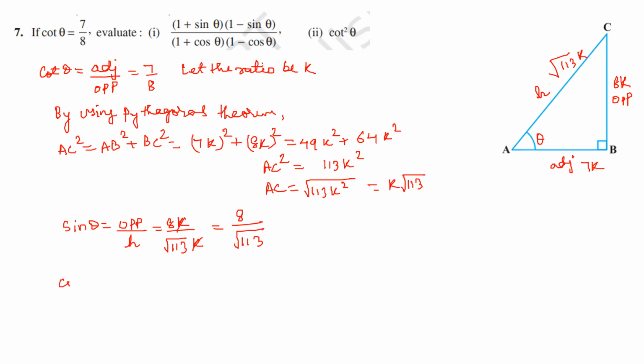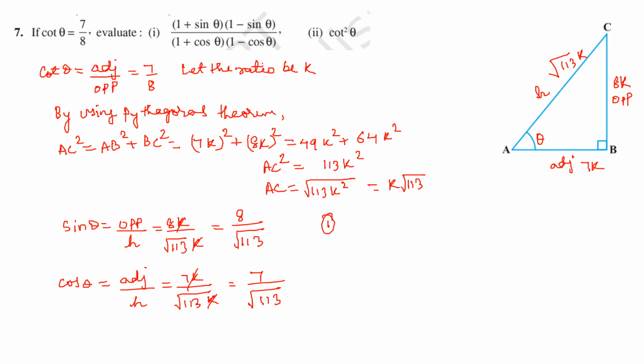Then cos theta is adjacent by hypotenuse. Now your adjacent is 7K by root of 113K. K cancel, so it will be 7 by root of 113.